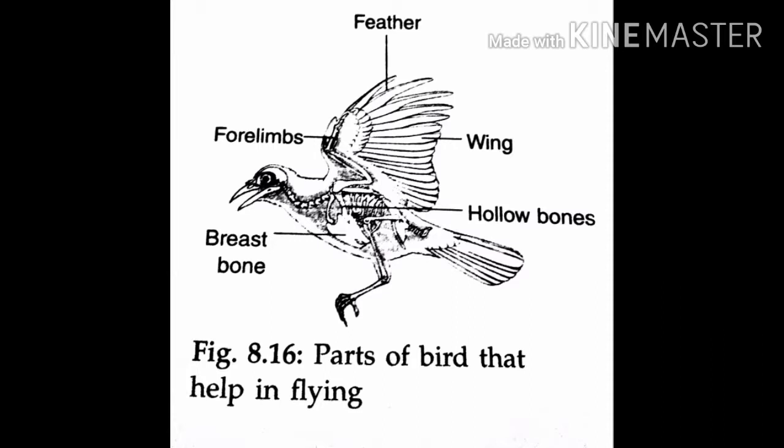Their wings are attached to the strong bone called the breastbone in the center. These bones can hold the strong flight muscles to move the wings up and down. In this way birds are flying.